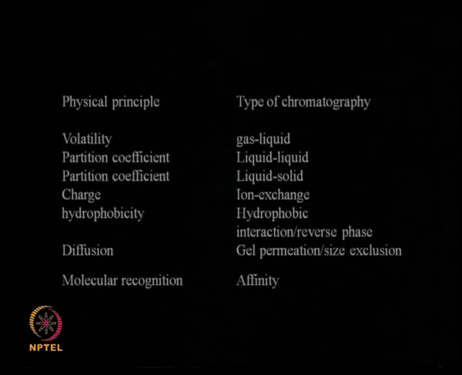The different types of chromatography based on physical principle is what is shown in this particular slide. So if the separation is based on volatility, that means the boiling point and so on, then we use something called gas liquid chromatography. If it is based on partition coefficient, then we have a liquid liquid chromatography. That means the solute gets partitioned between two liquids, the liquid which is in the stationary phase and the liquid which is in the continuous phase. Similarly you can have a liquid solid chromatography, that means you have a solid stationary phase and a liquid, and your solute is getting partitioned between these two.